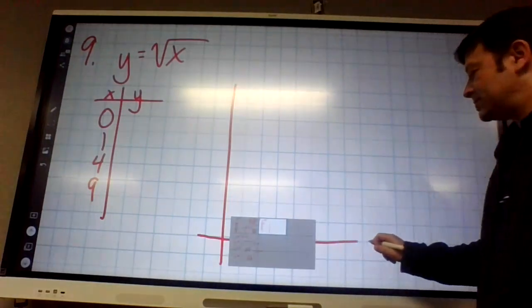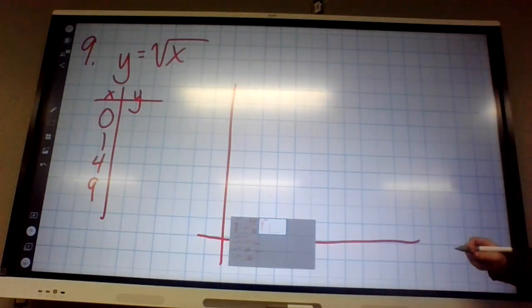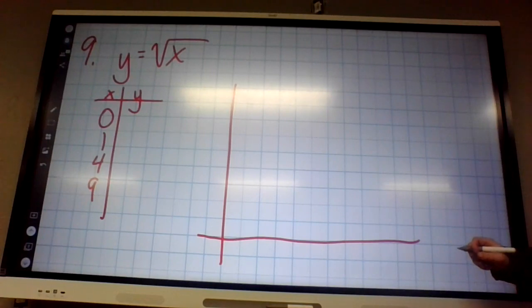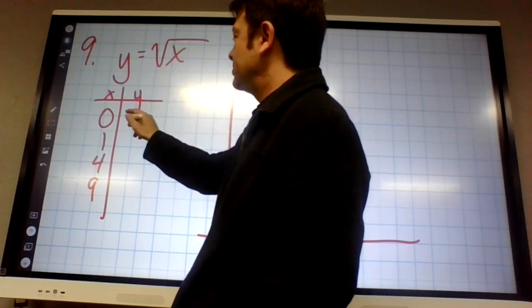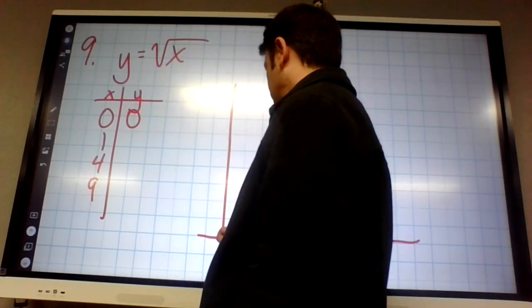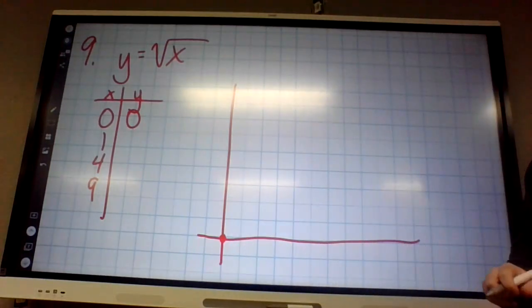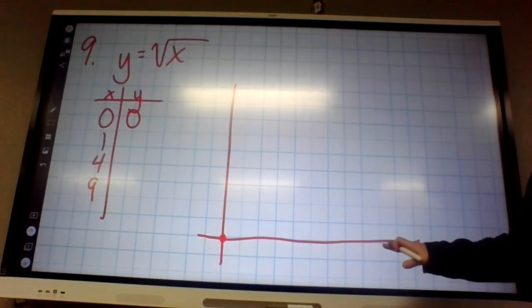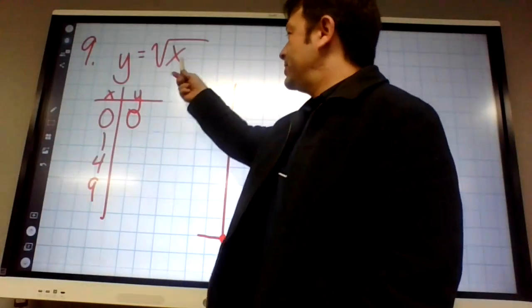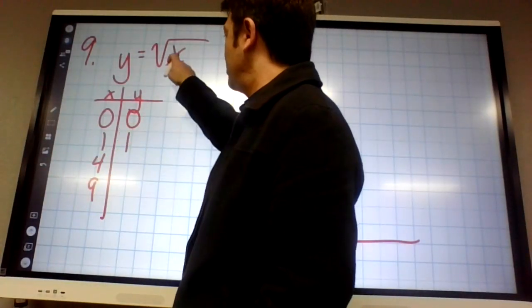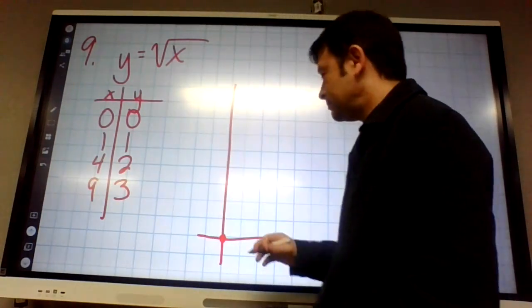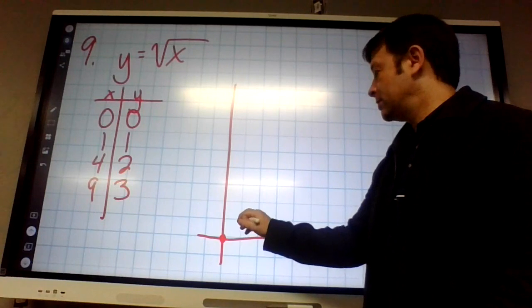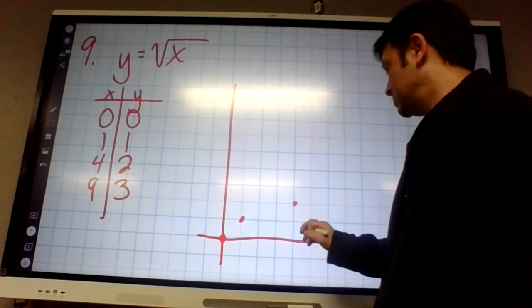We really just need the first quadrant for number 9. Because where does it start at? 0. If I plug in 0 for x, 0. 0, 0. So that can save you some room on the graph paper. Square root of 1 is 1. Square root of 4 is 2, square root of 9 is 3. So 1, 1, 4, 2, 9, 3.